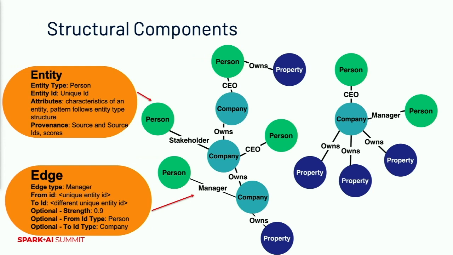We also have edges. I'm showing a manager edge type. Edges are structurally very simple. They only require a type, a from ID, and a to ID. Other components that could make up the structure of the edges are optional based on your product requirements. Your edges could have a strength, they could have a directionality, but it's not a requirement.